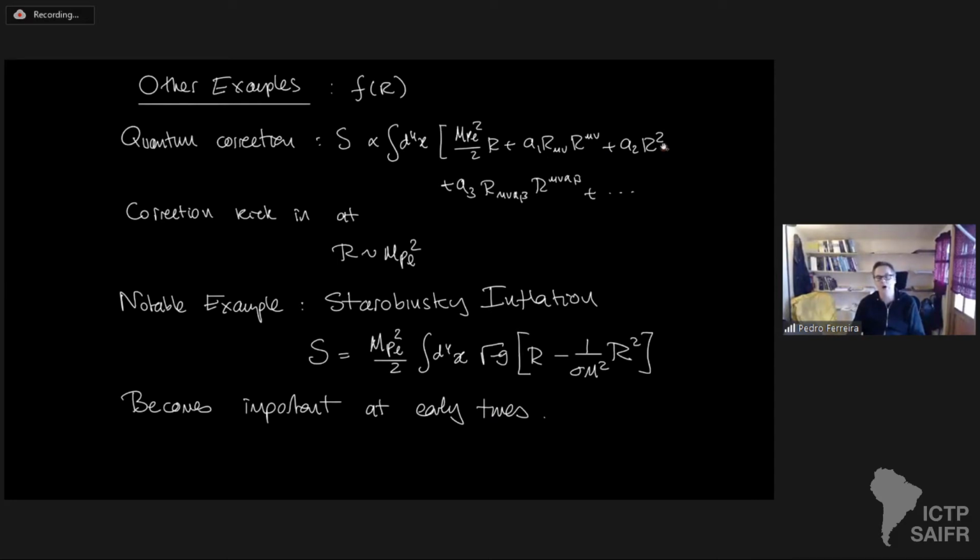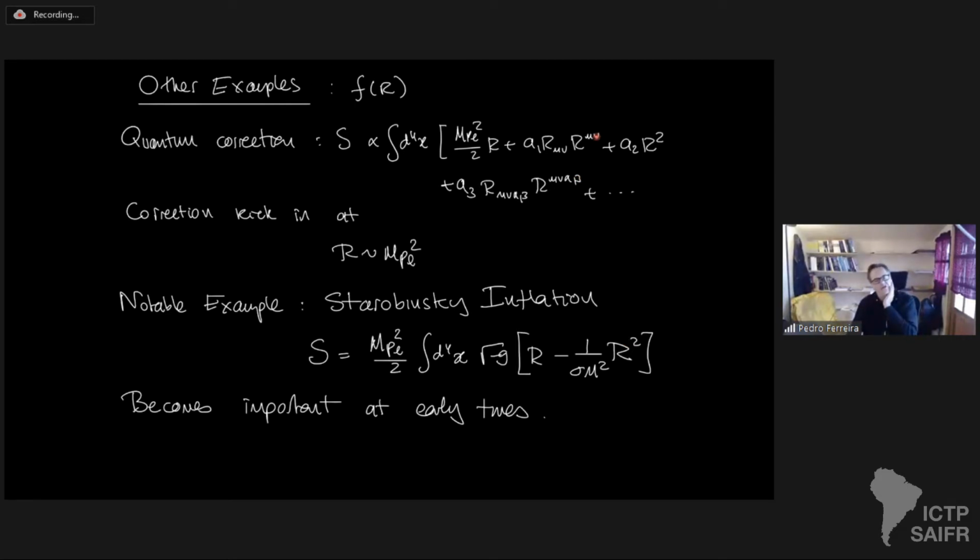And I also told you that we shouldn't really worry about this at low energies because the corrections only kick in when R is of order the Planck mass, if we assume that these a's, these coefficients, are of order unity. A notable example of that is possibly the most successful model of inflation, which you'll probably be hearing about in the other lectures, which is Starobinsky inflation. In Starobinsky inflation, you have R, and then you have 1 over a scale times R squared, okay? So you'd expect something like this to become important at early times.